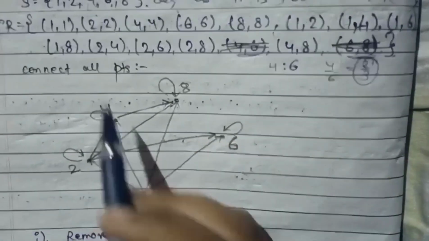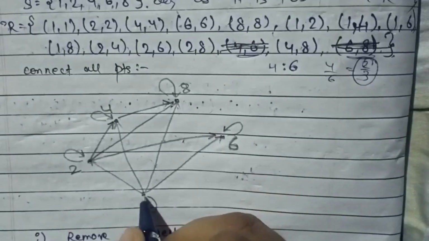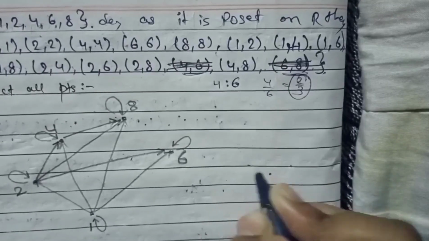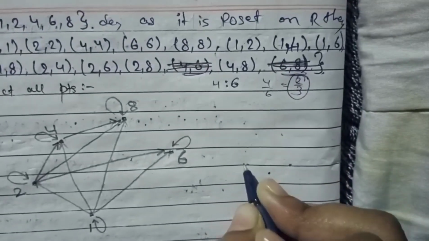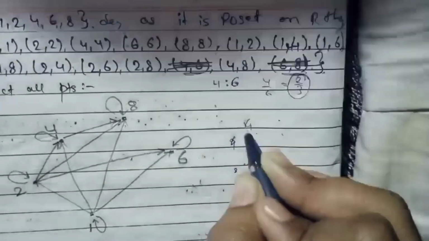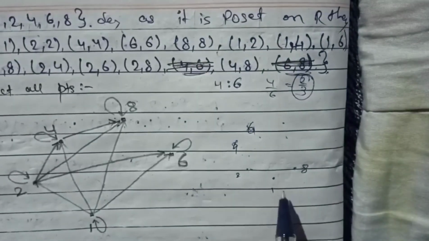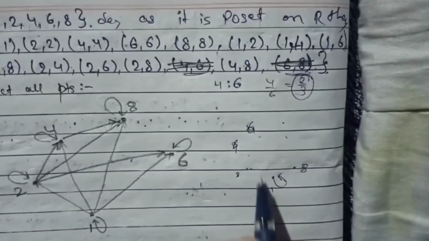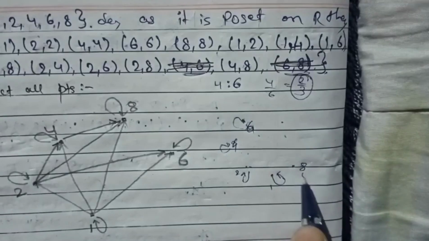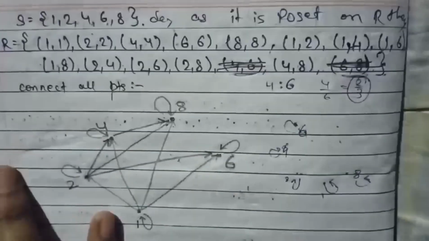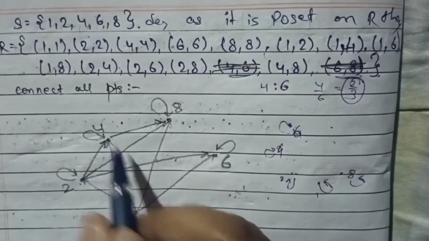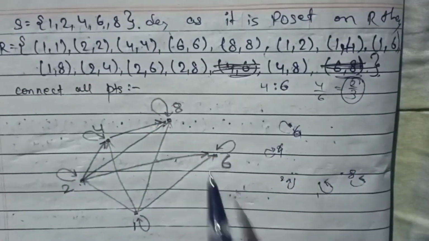Now our first step is to mark all the points: 1, 2, 4, 6 and 8 are the points. Now 1 is directed to 1 itself. Again 2 is to itself, 4 is to itself, 6 is to itself, 8 is to itself. Now 1 is directed to 2, 1 is directed to 4. Similarly, I have connected all the points here.